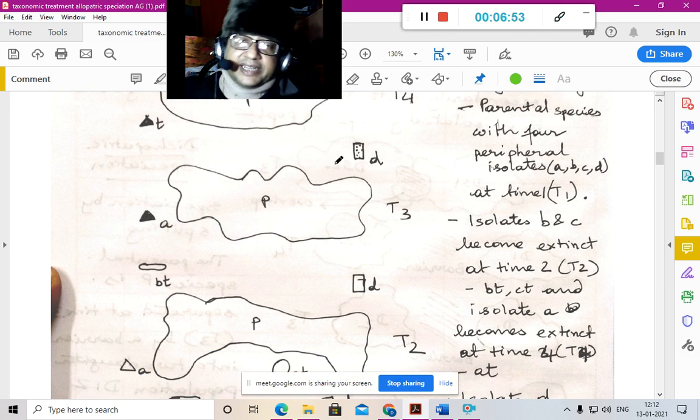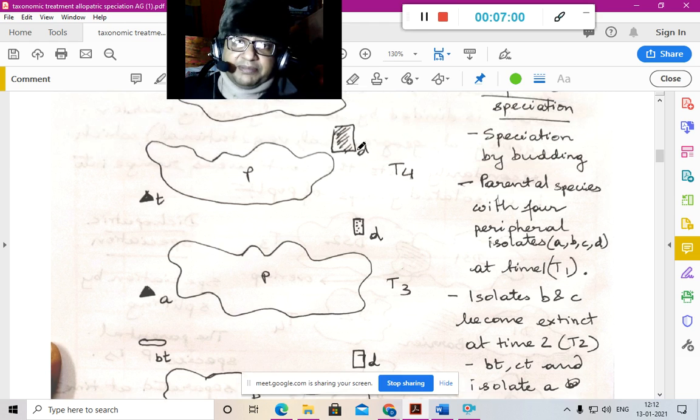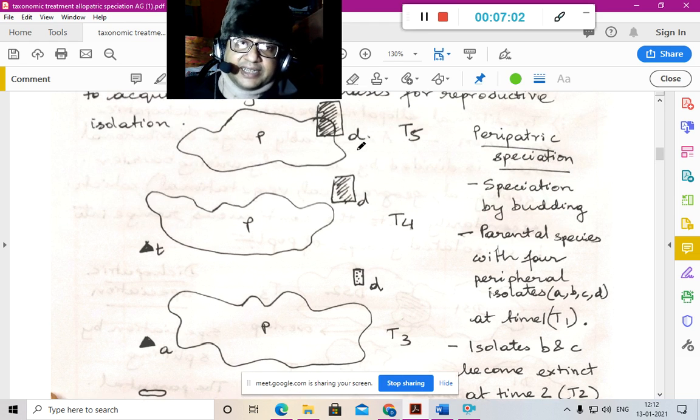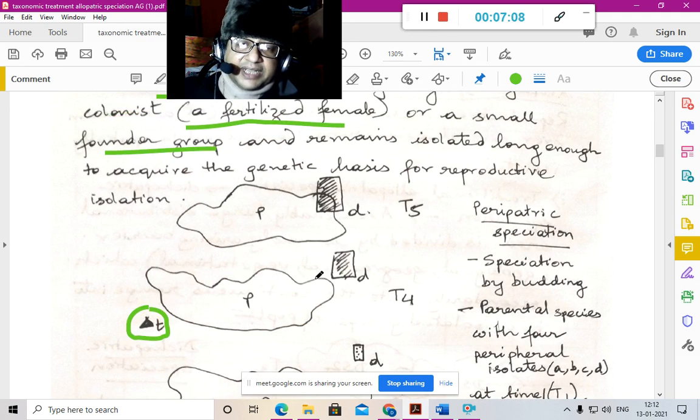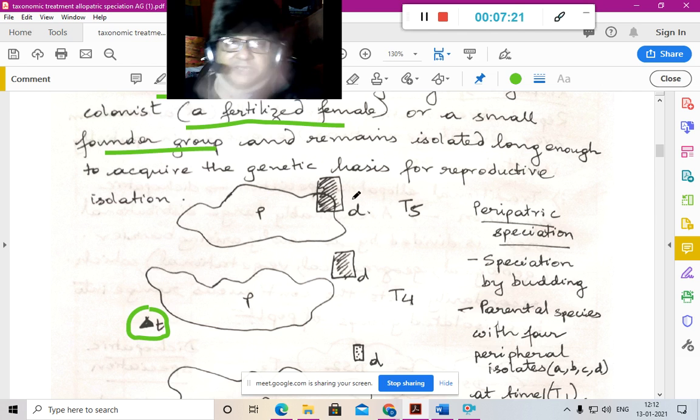A and D take on different characteristics. Therefore their color changes, and other changes are taking place. A becomes extinct, and only D remains, and D becomes a separate population. Now when D and the original population have a region of overlap, they don't meet. So this population P and this D have become different species.